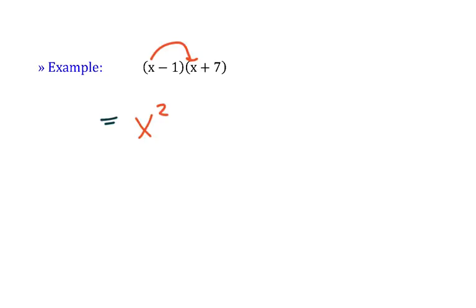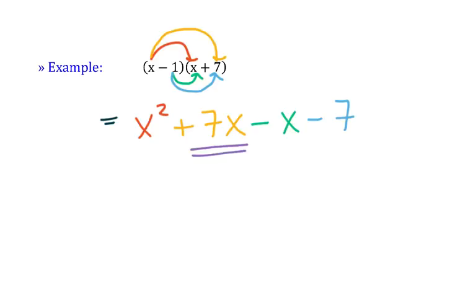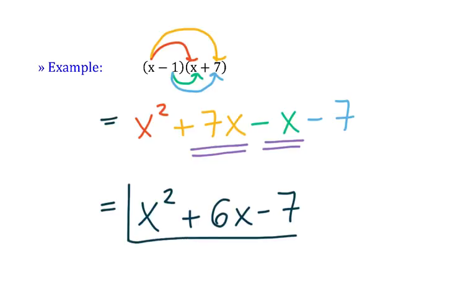Then looking at our outer terms, x times 7, that would give us 7x. Then going for our inner terms, negative 1 times x gives us negative 1x. And our last terms, negative 1 times 7 gives negative 7. Again, we have some like terms. 7x and negative x will combine, and that gives us x squared plus 6x minus 7 as the final result of foiling. So far pretty good taking care of the multiplication.